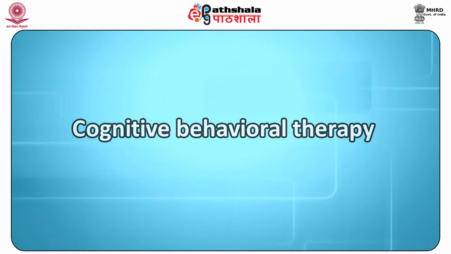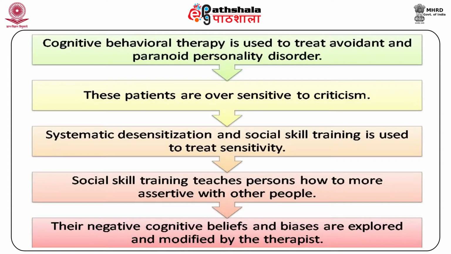Cognitive behavioral therapy. Cognitive behavioral therapy is used to treat avoidant and paranoid personality disorder. These patients are oversensitive to criticism. Systematic desensitization and social skill training are used to treat sensitivity. Social skill training teaches the person how to be more assertive with others, and their negative cognitive beliefs and biases are explored and modified by the therapist.